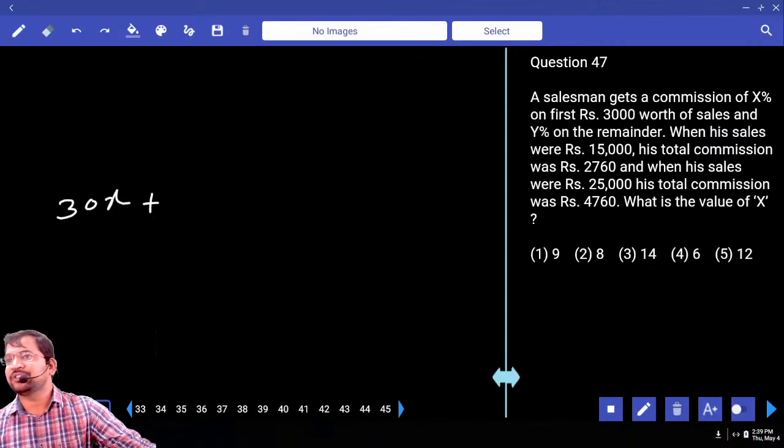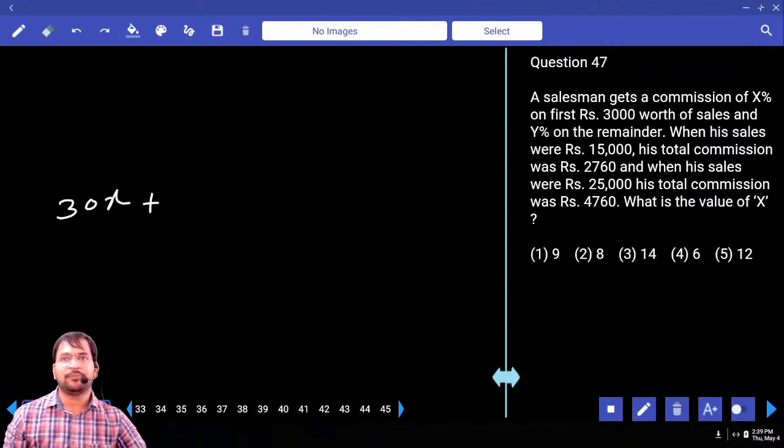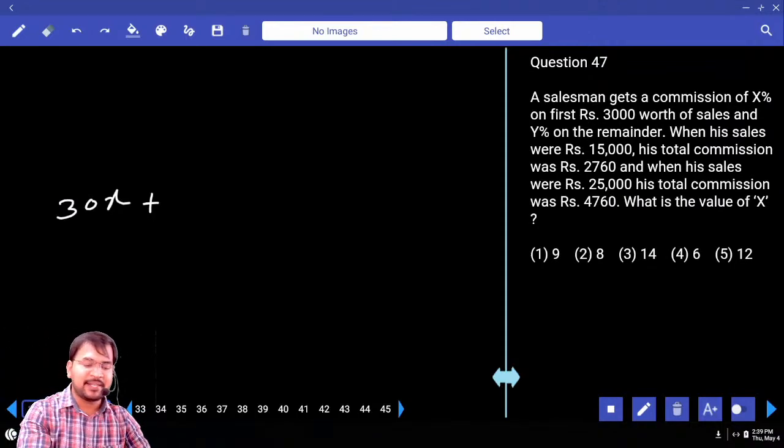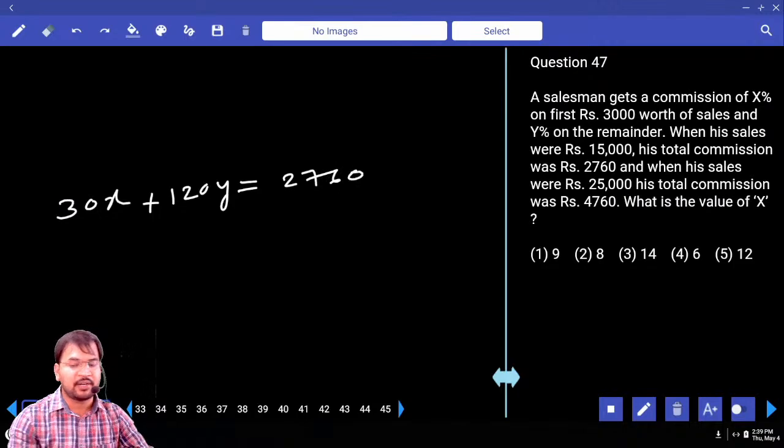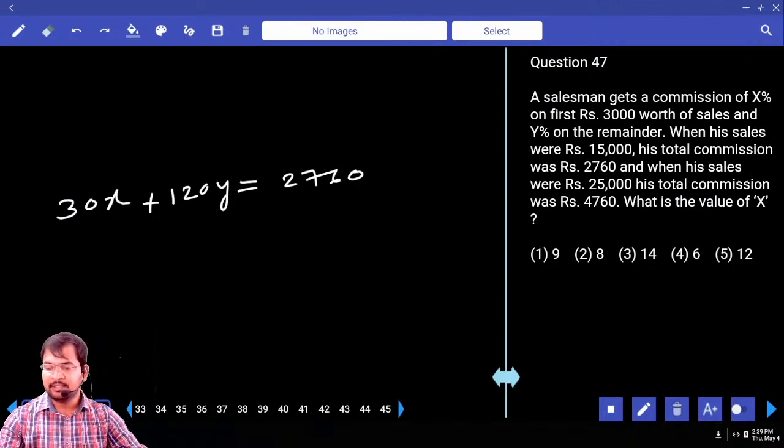Beyond 3,000, how many thousand? 12,000. On 12,000, Y percentage. Y percentage of 12,000 is nothing but 120Y. In this transaction we are paying how much tax? 2760. Next transaction is a 25,000 transaction.